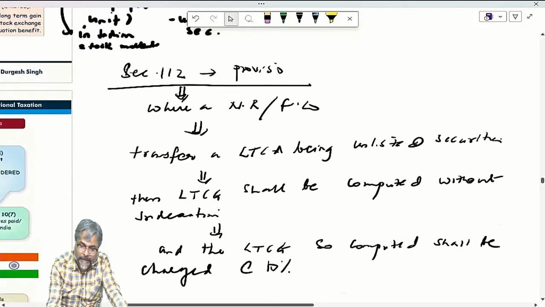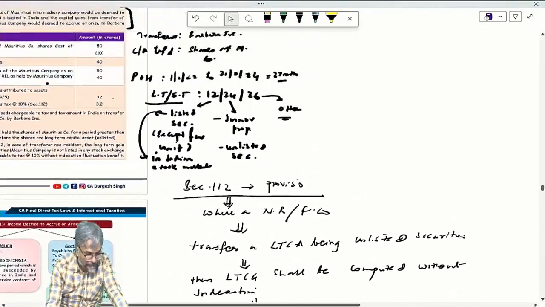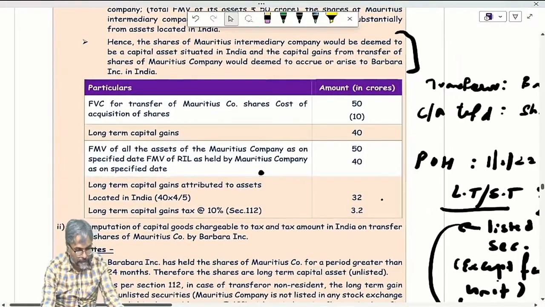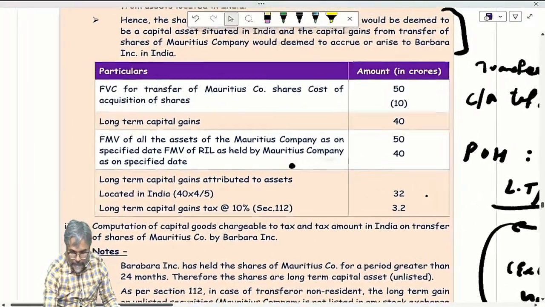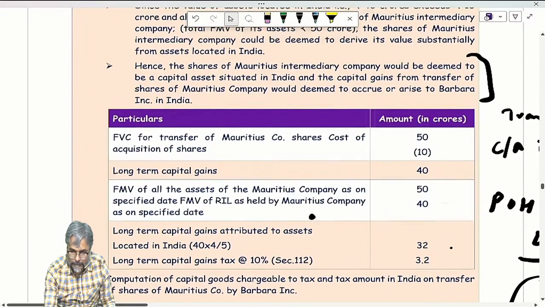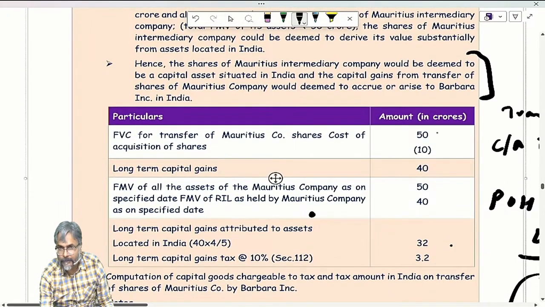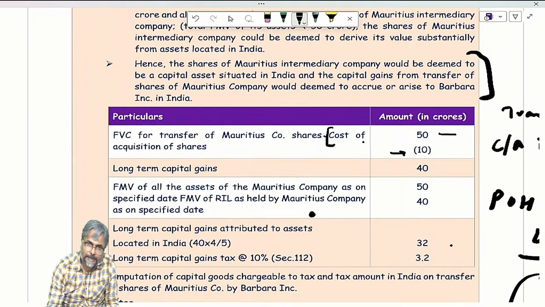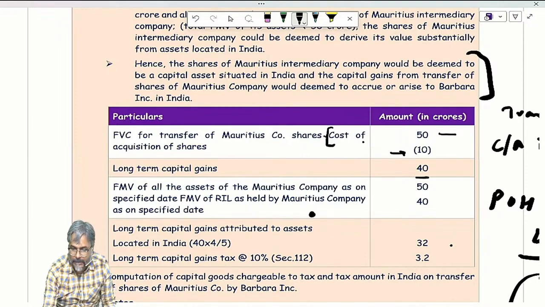All of you through this one? With that particular concept, students, now then. Please have a look over here. So, selling price is 50. Now cost of acquisition should go below. Cost of acquisition is 10 crore. So it goes below and therefore you get long term capital gain.